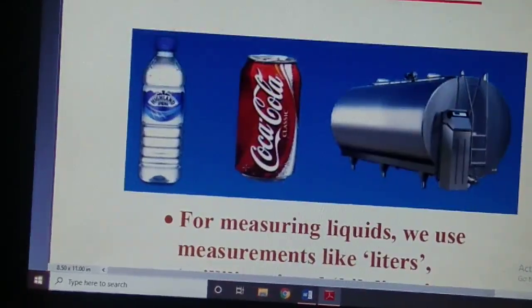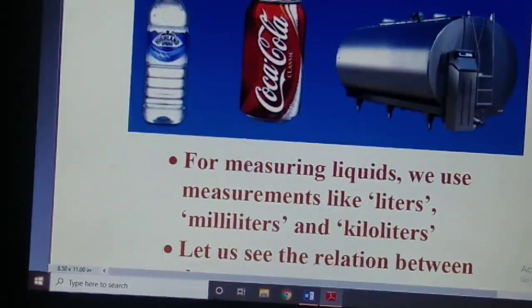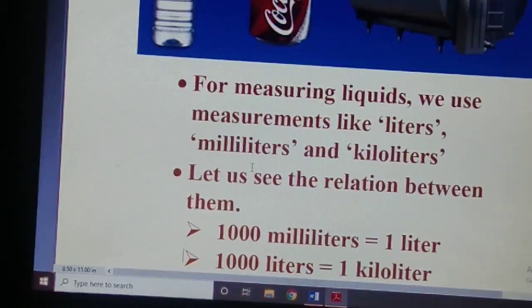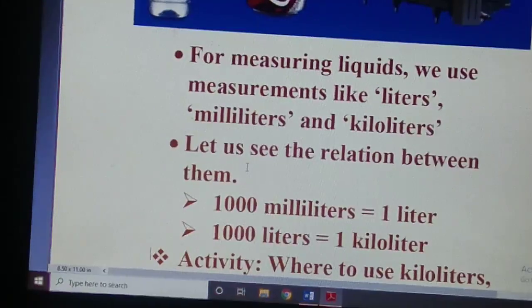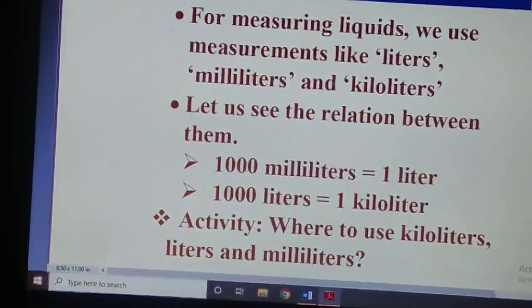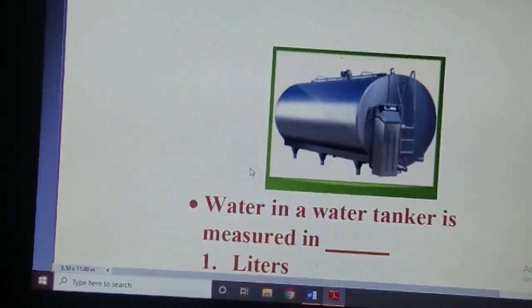Now, large numbers used in daily life situations to measure liquid. For measuring liquid, we use liters, milliliters and kiloliters. Let us see the relation. 1000 milliliters is equal to 1 liter. 1000 liters is equal to 1 kiloliter. Let us see where to use kiloliters, liters and milliliters.